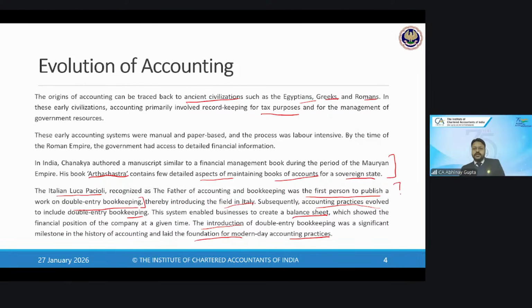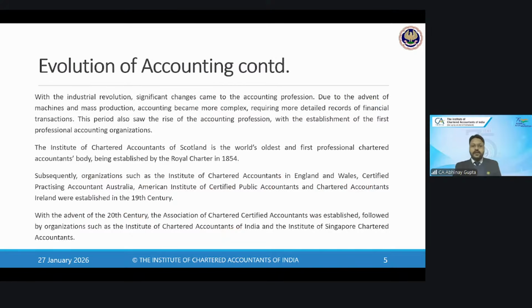So basically, this is the prime event which led to formalizing the accounting or bookkeeping process, right? Prior to that, whatever the people or civilizations were doing was not double entry, but the double entry bookkeeping system was first introduced by this person in Italy and later on adopted by other countries.